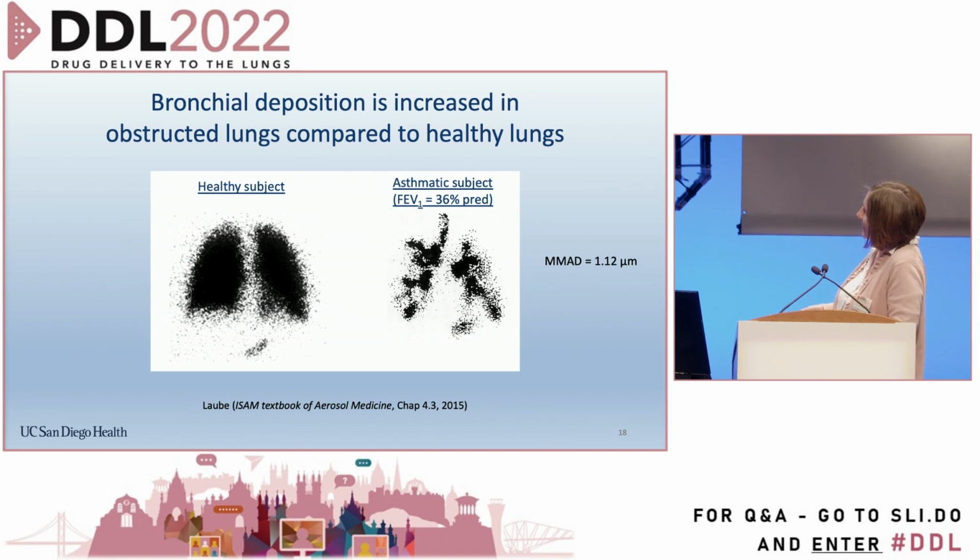And this is just one example taken from Beth Laube's chapter in the ISAM textbook of aerosol medicine, where she presents data for an asthmatic subject, severe asthma with an FEV1 of 36% predicted, with relatively small particles, 1 micron or extra fine particles. And you can really appreciate from these types of images that while she could reproduce a very uniform distribution of deposition in healthy subjects, when you get heterogeneous constriction of these airways, you start creating very heterogeneous deposition patterns.